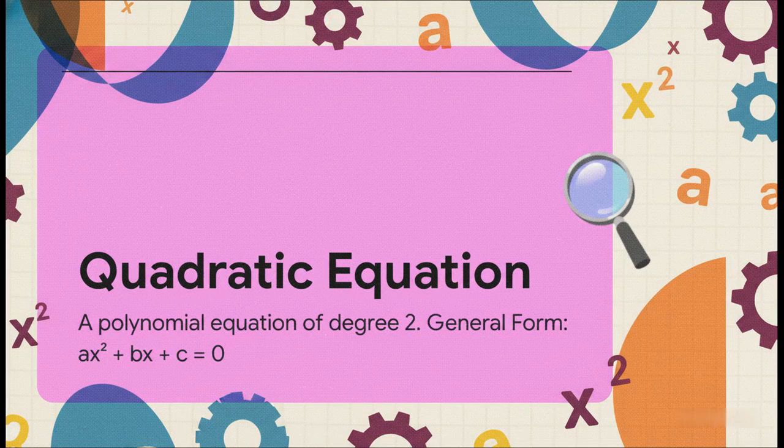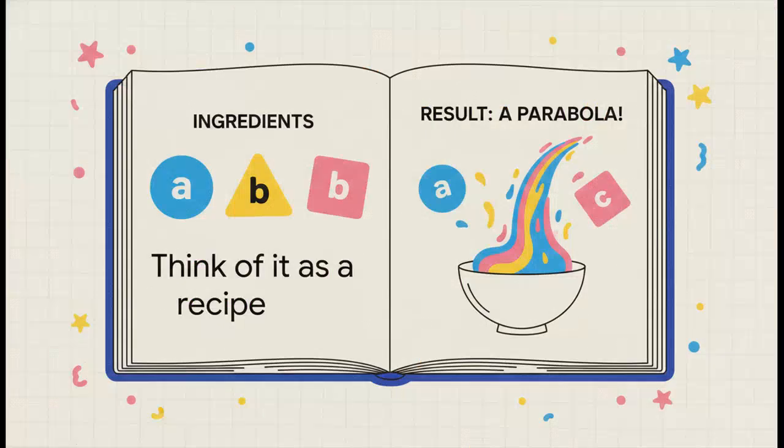So officially, they call it a polynomial equation of degree 2, which I know sounds super complicated, but let's break that down real quick. Polynomial just means it's made up of a few different parts or terms. And degree 2 just means the highest power of x is 2, like x squared. And it always has this general form, ax² + bx + c = 0. But here's a much easier way to think about it. Just imagine it's a recipe for a parabola. And just like a cake recipe has flour, sugar, and eggs, the quadratic equation has its own key ingredients that decide what the final curve is going to look like.